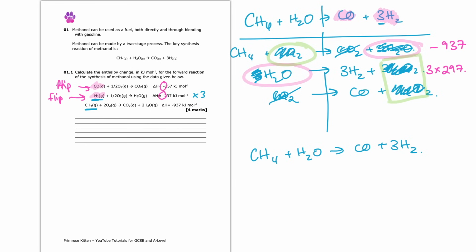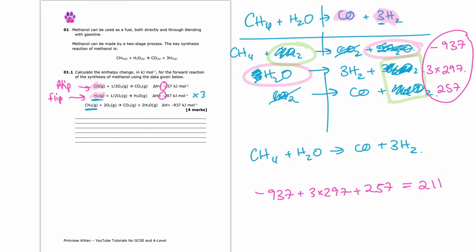So we're going to reverse the sign again, and this time make it positive 257. So now if we take all of these numbers and simply add them together, we will get our enthalpy change. So if we tap this into a calculator, I get an answer of 211. And that there will be our answer, 211 kilojoules per mole.